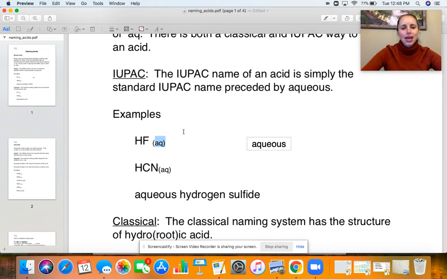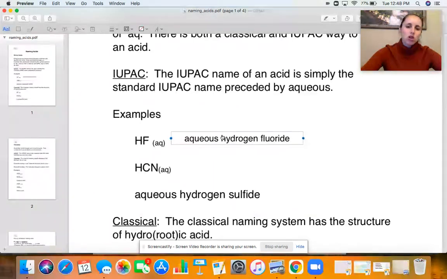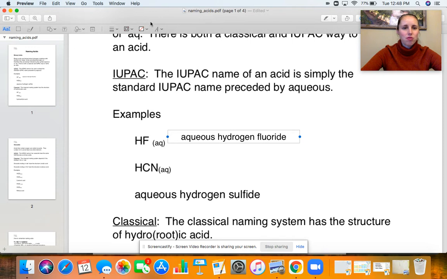And then in this case, I just name it like I would a regular binary compound. Something that contains hydrogen and starts with hydrogen, we name as an ionic compound. So we would name this hydrogen, and we would name this fluor, and then it ends in "ide," right? You always have that "ide" ending. So I would call this aqueous hydrogen fluoride. This IUPAC name would be aqueous hydrogen fluoride.